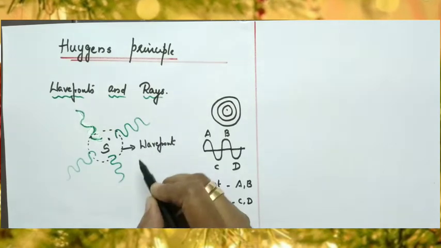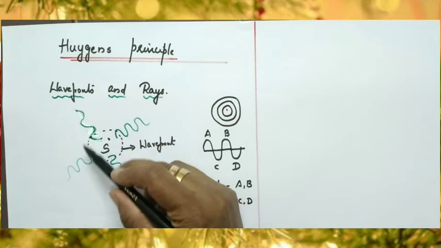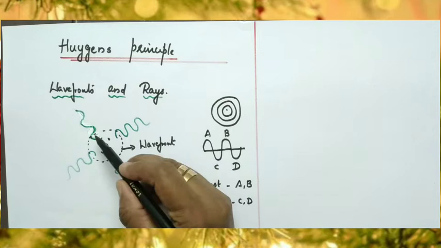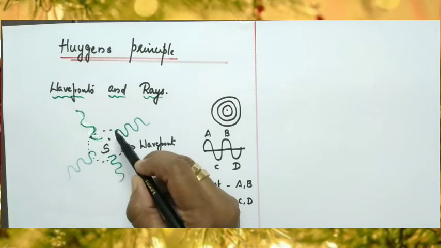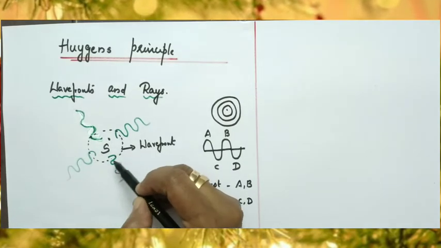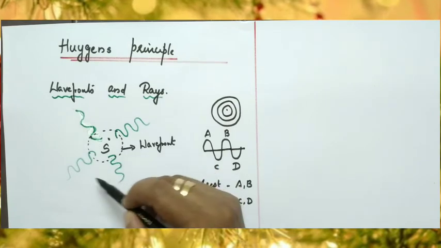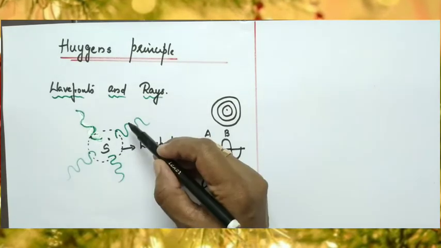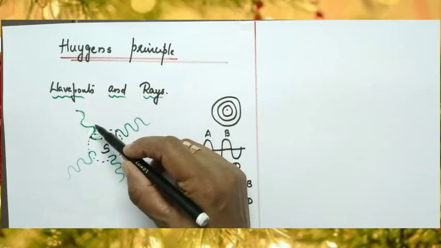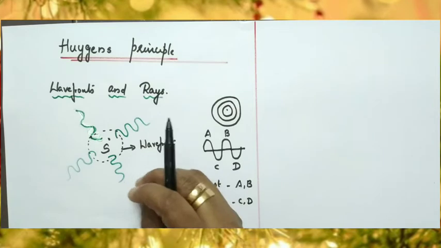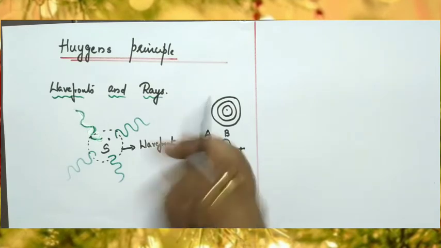Wavefront is the region of constant phase. If you consider these infinite number of waves and join the crests of all the waves, it gives a wavefront. If you join the troughs of all the waves, it gives another wavefront. If you join the crests of all the second waves, it gives another wavefront. Like this, from the light source, light is traveling in the form of wavefronts.